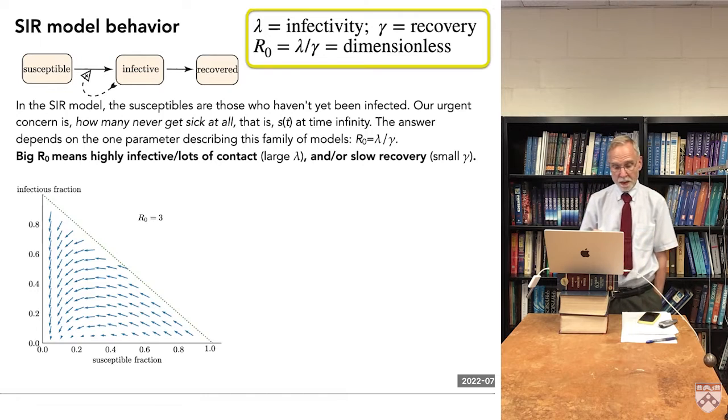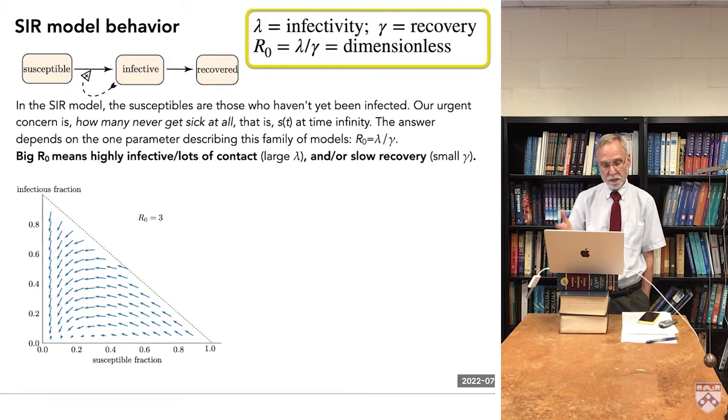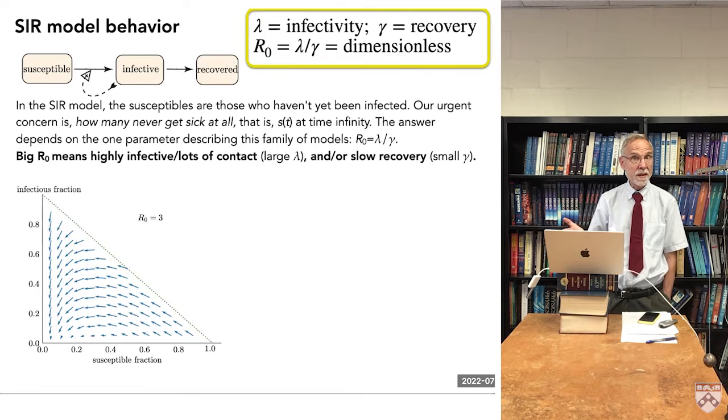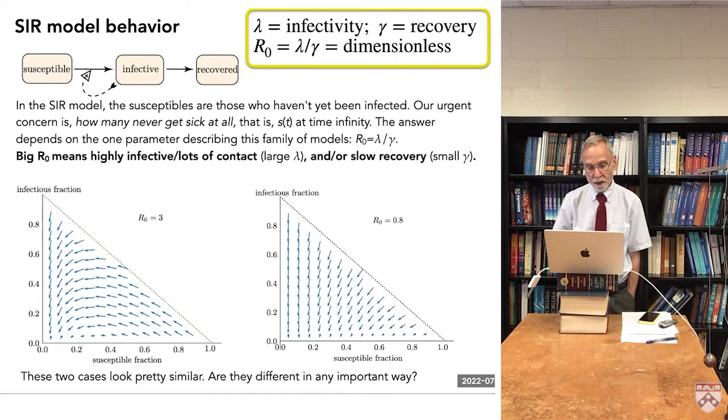Why is it not a good thing? If the susceptible fraction ends up at 0, that means that everybody in the whole population got sick. And some of them might die. So this is something we don't want to happen.